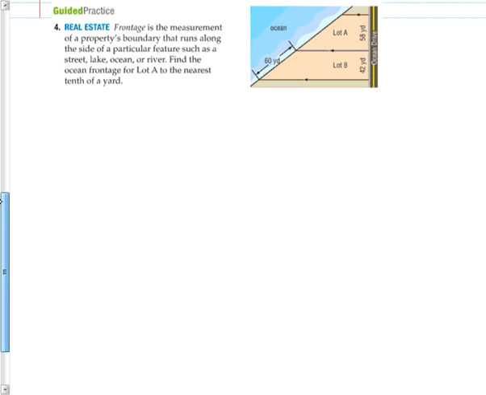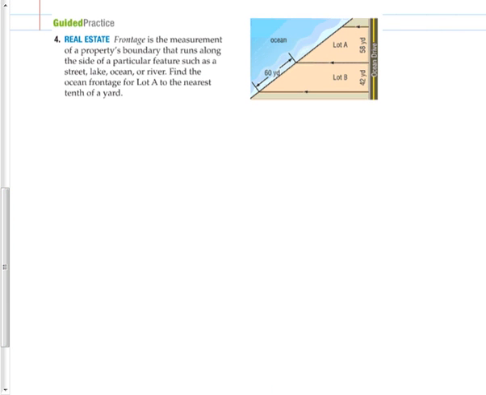You're a realtor. Frontage is the measurement of a property's boundary that runs along the side of a particular feature, such as a street, a lake, an ocean, a river, a mall parking lot, whatever it is. Frontage is just one side. Find the ocean frontage for lot A. Because you are going to advertise, when you put your newspaper advertisement, that it has 632 feet of oceanfront property, or whatever it is. Find the oceanfront for lot A to the nearest tenth of a yard, so I guess they're going to let us round it out just a little bit.